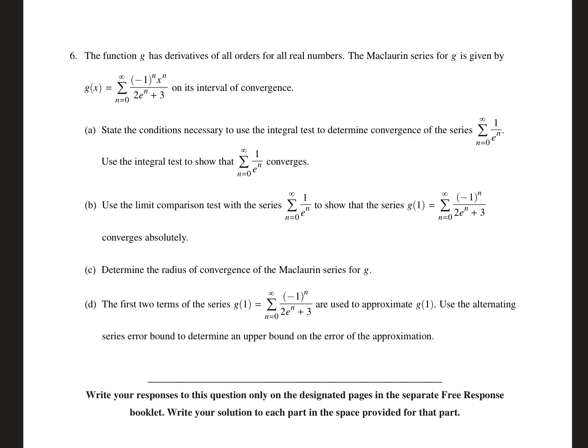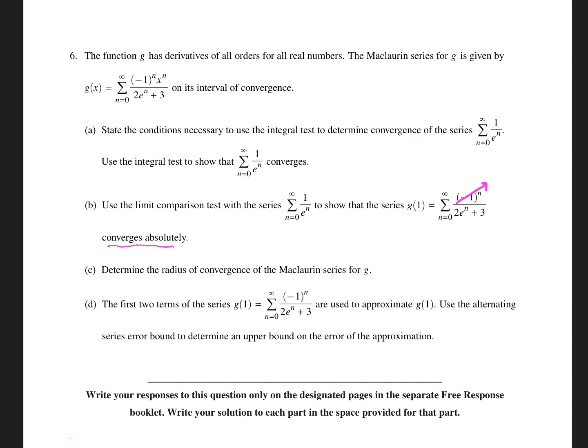Now, if AP didn't ask me to do this by the integral test, we would not do it by the integral test. This is definitely something I would do as a geometric series. But they asked us to do the integral test. Part B: use the limit comparison test with the series 1 over e to the n to show that the series g of 1 converges absolutely. First thing we need to recognize is that it wants us to do convergent absolutely, which means we're going to get rid of this alternating part.